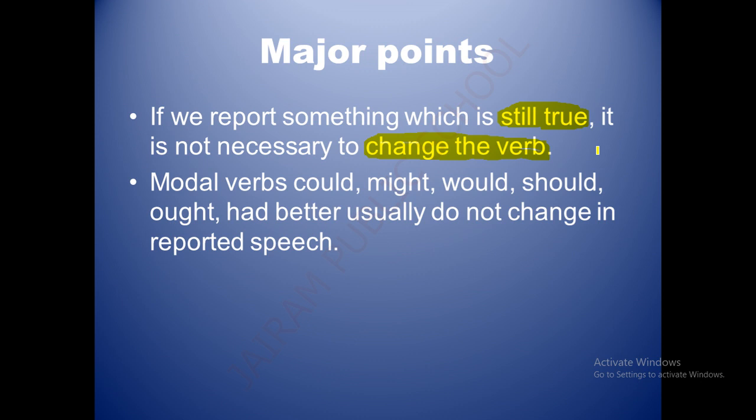Suppose instead of could, you find can in direct speech. While you are transforming into indirect, it must be changed into could. But suppose in direct speech it is given as could, you should not change could into a different form. That is the meaning of the second point. Simple: universal fact, you should not change the tense.